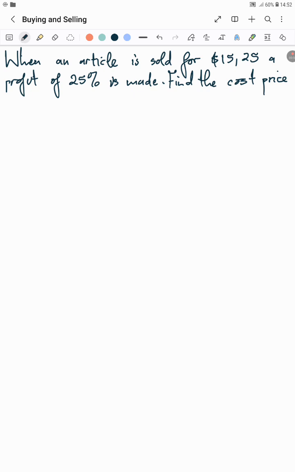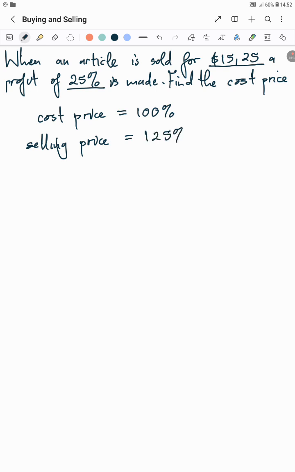So one thing that I want you to remember is cost price is always 100%. So you say cost price is equal to 100%. So if this article was sold for $15.25 and a profit of 25% was made, it means the selling price is equal to 125%.